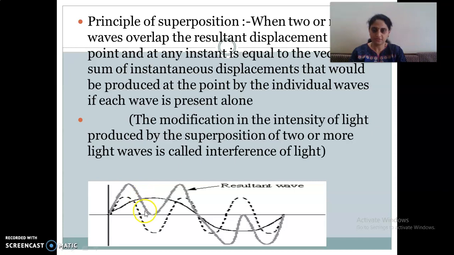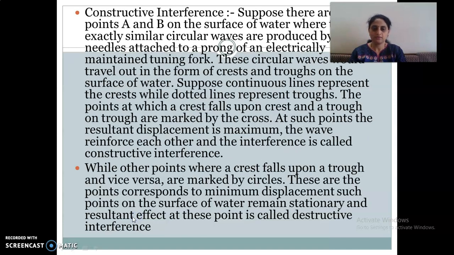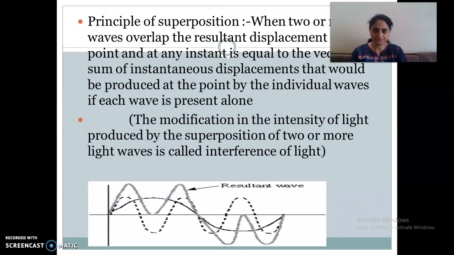And what is the phase difference? This is 0, this is pi, 2 pi, this is the phase. This wave is in phase, meaning in the proper way, and this wave is out of phase, meaning in the improper way. This is the crest and trough, and the resultant waves are there.